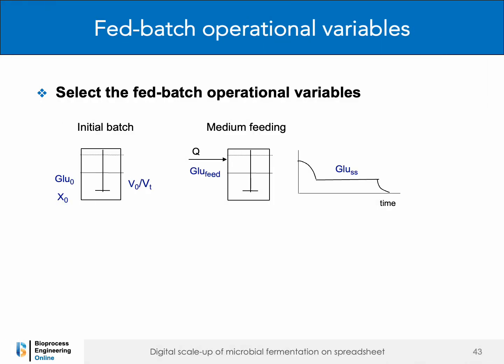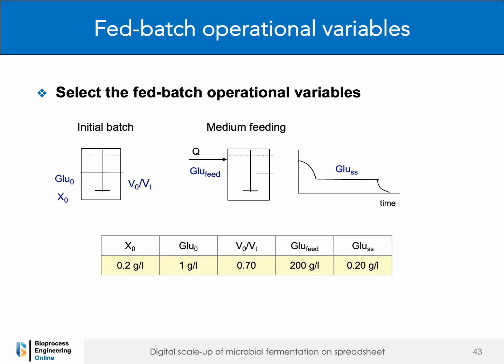In this section, you can specify and adjust the operating variables of the fed batch fermentation. In addition to the agitation speed N and the airflow rate QA defined in the agitation aeration section, you can set the following 5 key variables: the initial glucose concentration, GLU0, and biomass concentration, X0, the initial volume fraction, V0 over VT, the feed glucose concentration, GLU feed, and the target steady-state glucose concentration during feeding, GLU-SS.